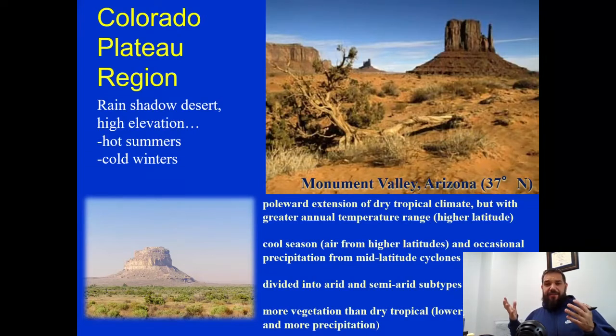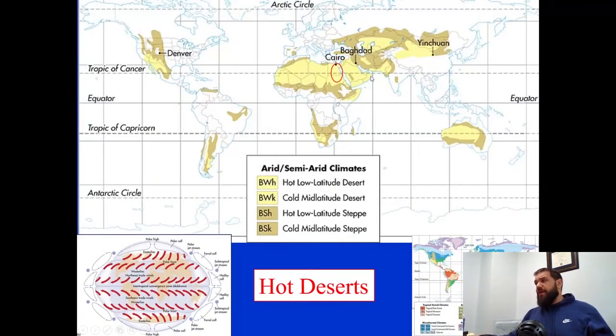The Colorado Plateau area, like Monument Valley, the classic places you see in Western movies, a lot of those are rain shadow deserts. High elevations, hot summers, cold winters. So anyway, that's how rain shadow deserts work.